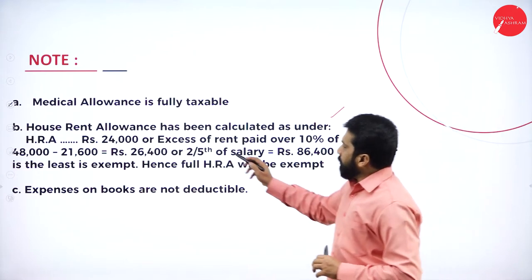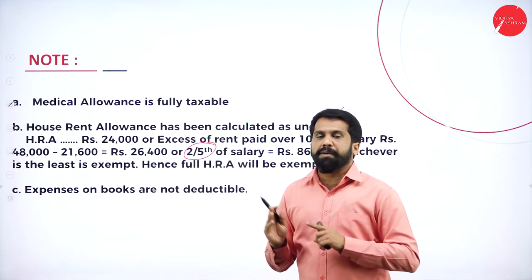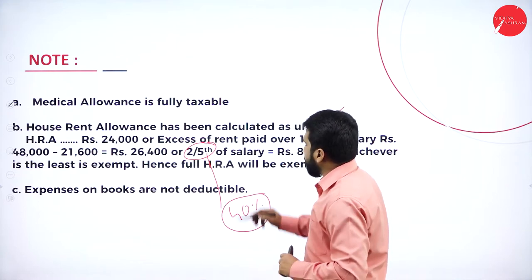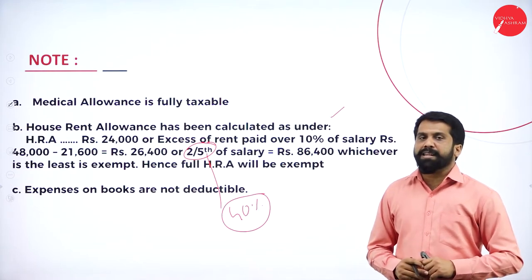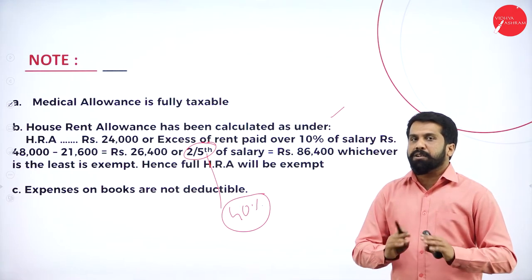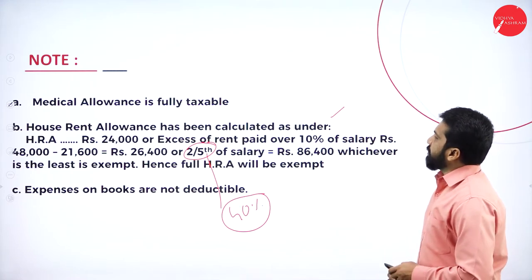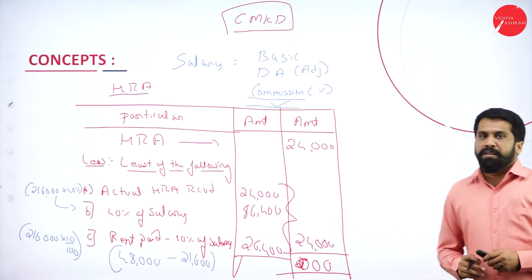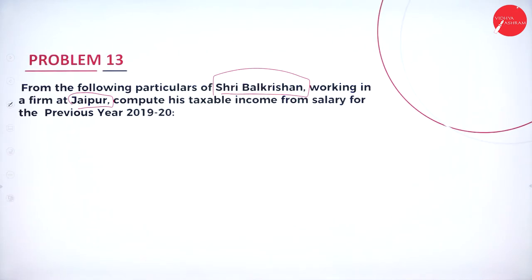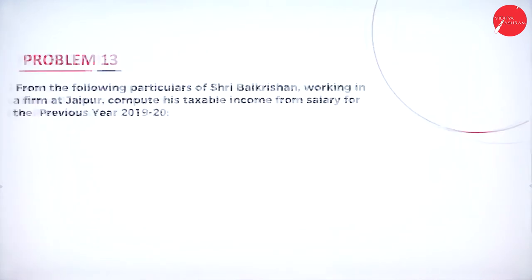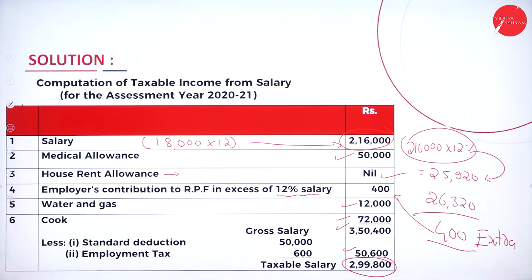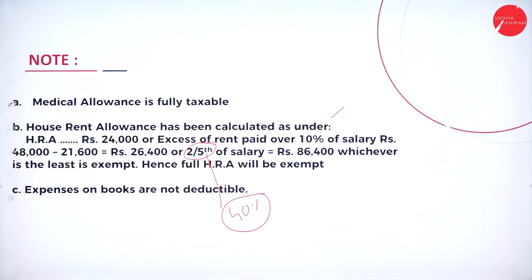Now, they have mentioned 2/5 of the salary. Don't worry, what is just 2/5? It is nothing but your 40% of salary. That 40% also you can call it as 2/5. Any doubt? No. So this, I'll go back to your previous slide so that you can take a screenshot. This will be your concept class, your problem number 13. Continuation, this will be your solution for problem number 13, and this will be your final note for this.